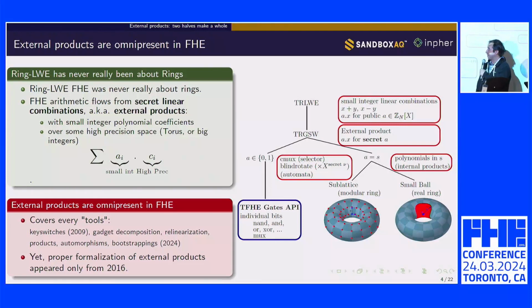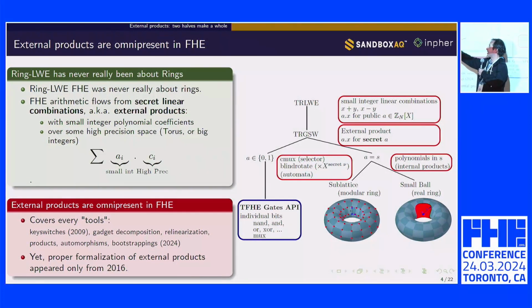Yes, so as you know, FHE is based on ring LWE, and from the FHE point of view, FHE was never really about a ring. When you talk about a ring, you have a multiplicative operation where the two inputs are balanced that you can compose to infinity. Well, that's not really what's happening. If you look at FHE operations right in the eyes, what you have is actually secret linear combinations, also known as external products.